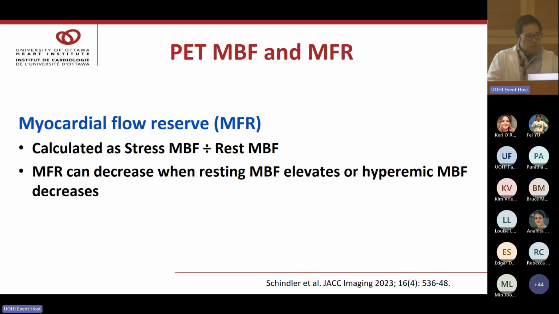MFR, or myocardial flow reserve, is the ratio of stress flow to rest flow. So this shows how much the coronary arteries can increase blood flow. At rest, coronary flow is largely stable due to autoregulation. Under pharmacologic stress, however, flow directly depends on perfusion pressure. A reduced MFR can occur if resting flow is too high or if stress flow is too low.